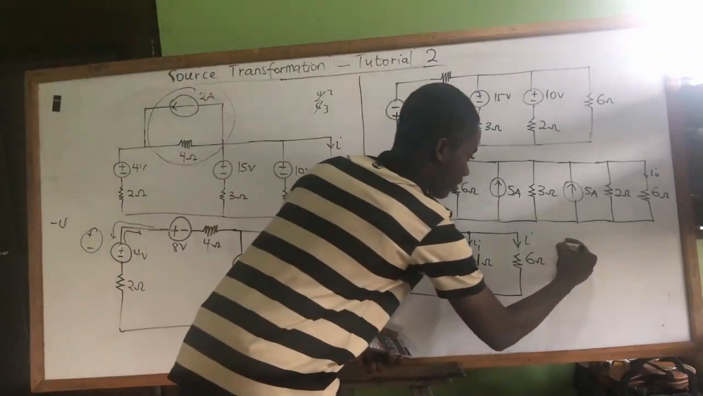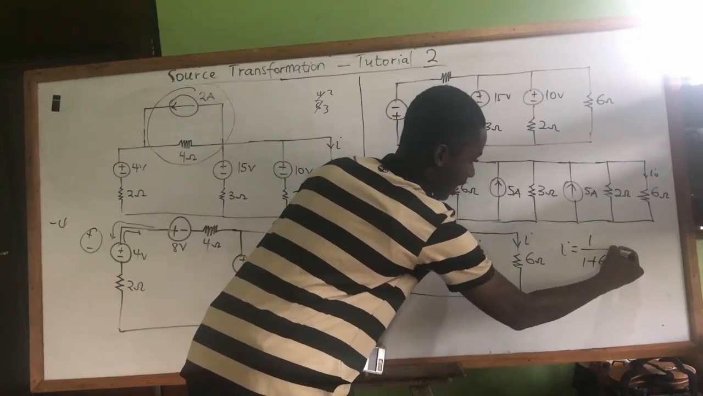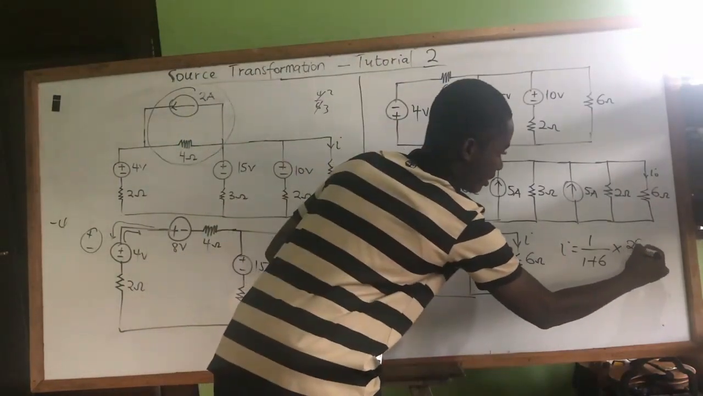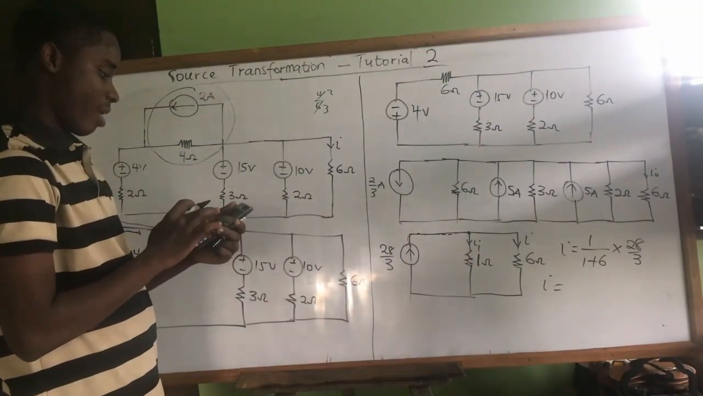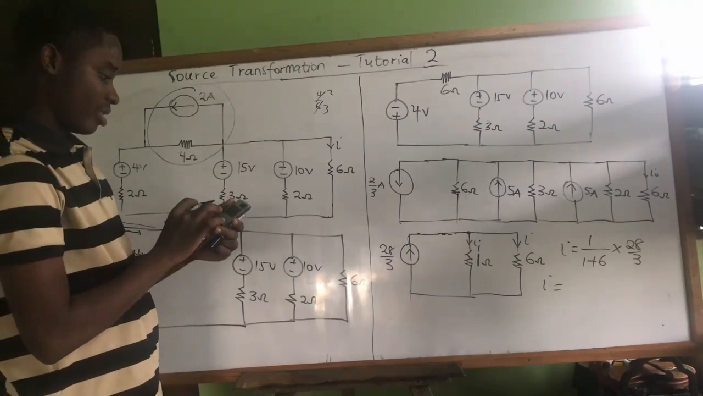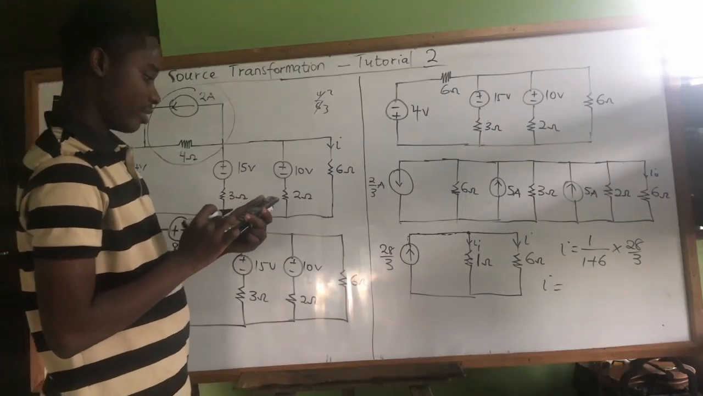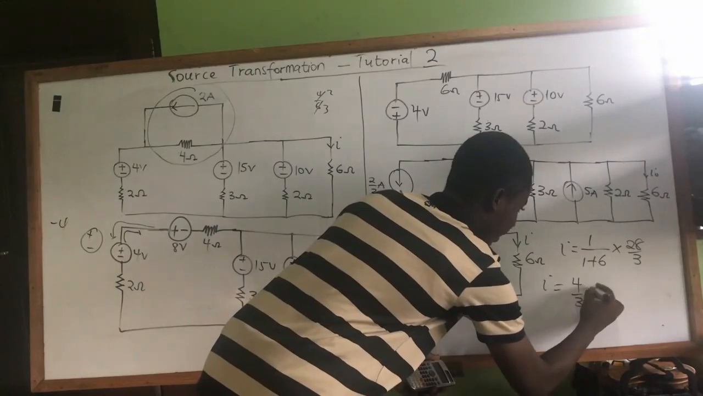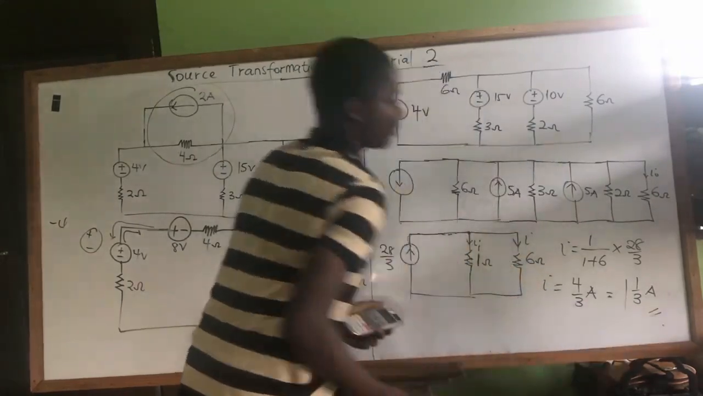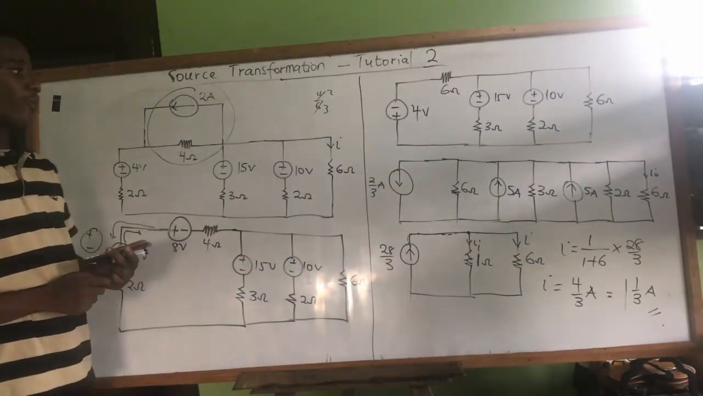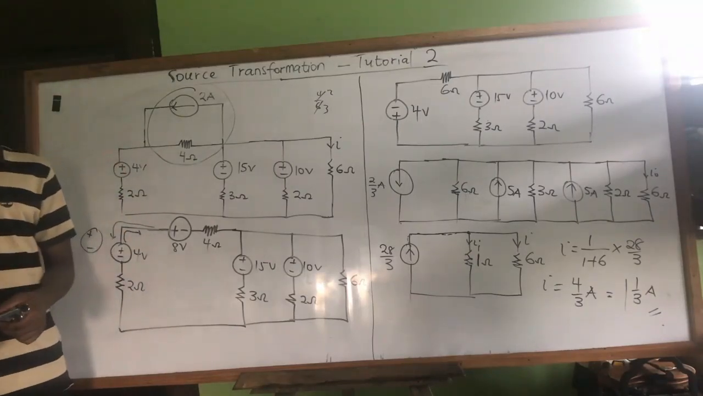So I, using the current divider rule, I is equal to what? The opposite resistor, 1 over 1 plus 6 times the total current, 28 on 3. And this is giving us the answer: 1 over 1 plus 6 times 28 on 3, 1 over 7 times 28 on 3, which gives us 4 over 3 amperes. And that's the same as 1 whole number 1 over 3 amperes. So in this question, the current flowing through the 6 ohms, I, is equal to 1 whole number 1 over 3 amperes.